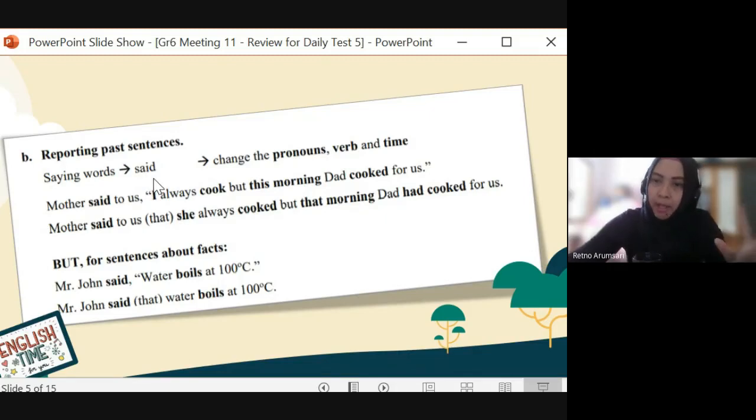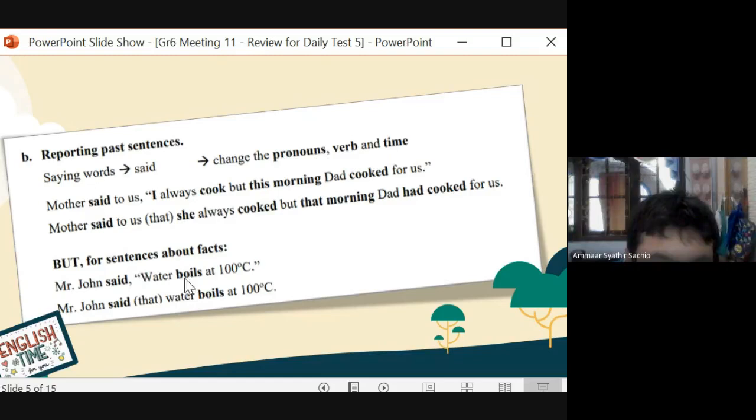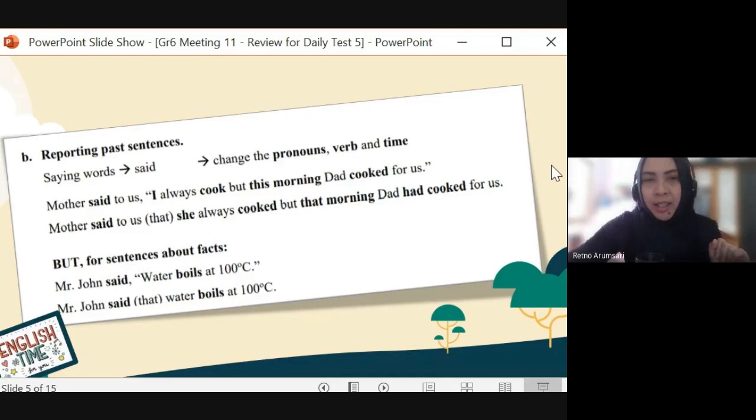Okay, but 6D, be careful if the sentence was talking about facts, even though it was said in the past. Look at this: water boils at 100 degrees centigrade. Will it be true in the future? Yes. Was it true in the past? Yes. Is it true right now? Yes. So, whenever the time is, it doesn't change. It stays the same because it's a fact. So, if it is a verb 1, stays verb 1.